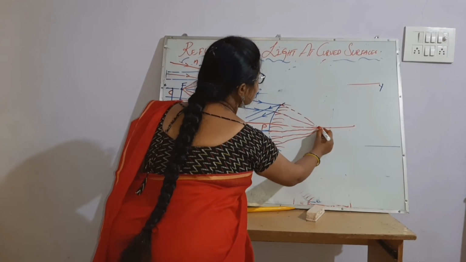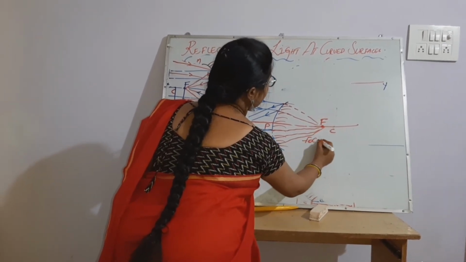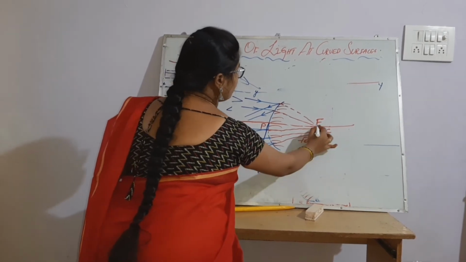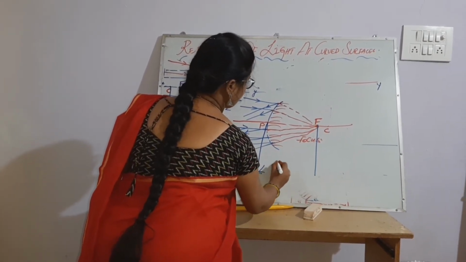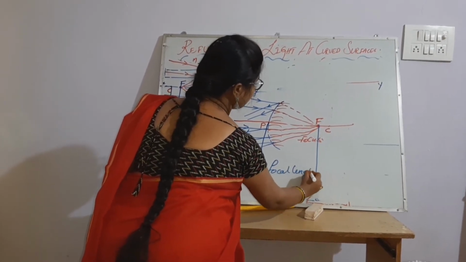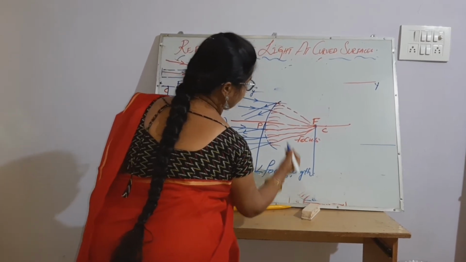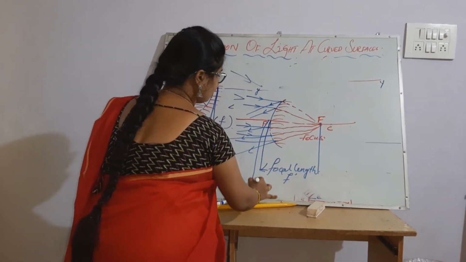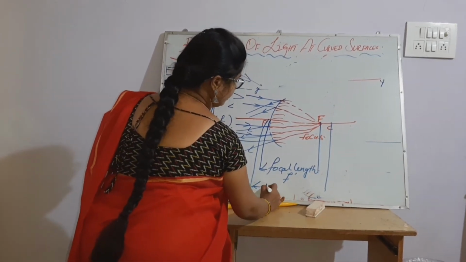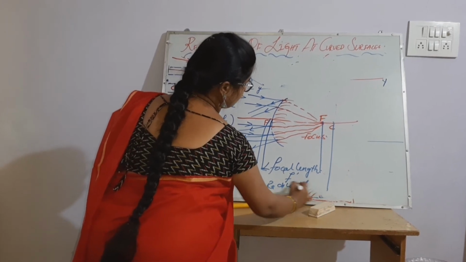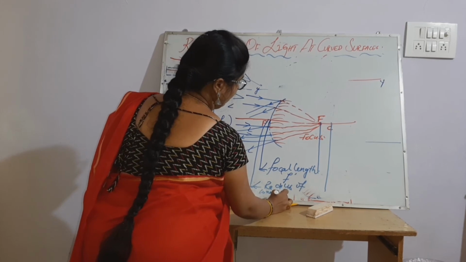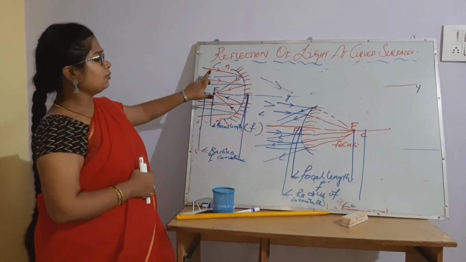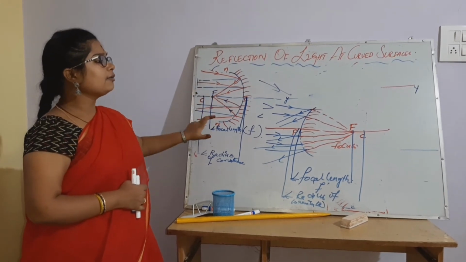This point is called the focus. Again, the distance between the pole and the focus is the focal length. It is represented with a small f. Now, what is the radius of curvature here? From the pole to the center of curvature is the radius of curvature, capital R. I hope you followed it. The arrows are compulsory to differentiate the incident ray from the reflected ray.